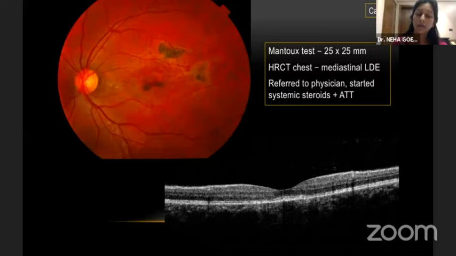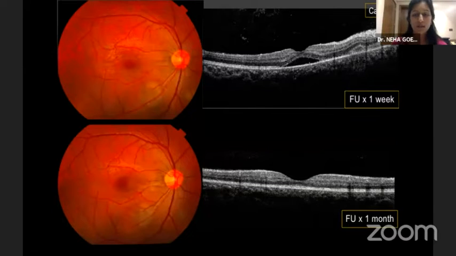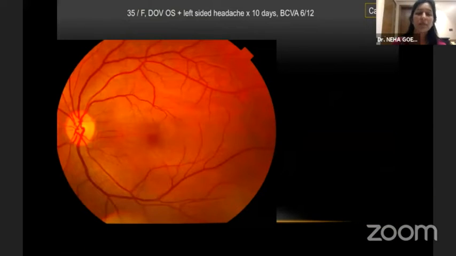And here we clinch the diagnosis by the other eye, which also had pigmentary changes suggestive of ocular TB. The Mantoux was raised and the HRCT showed lymphadenopathy. He was started on steroids along with ATT, leading to a resolution of the granuloma as well as the neurosensory detachment.